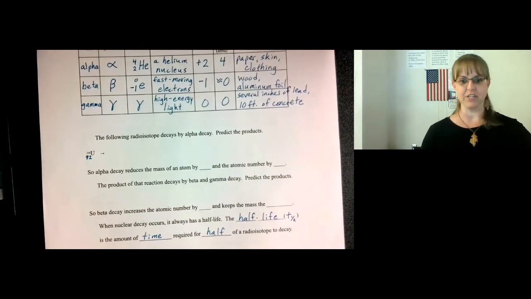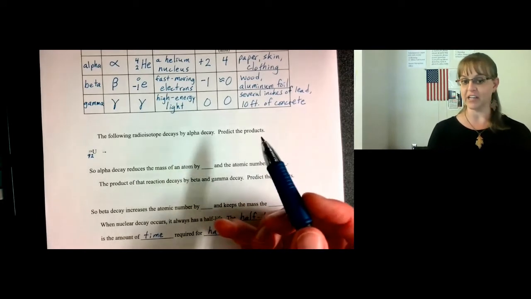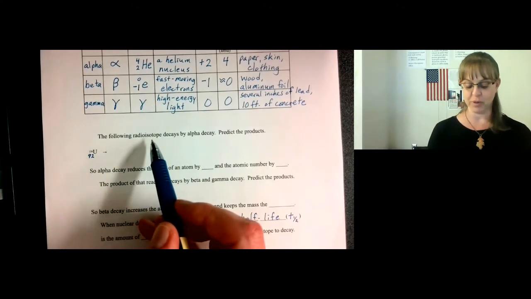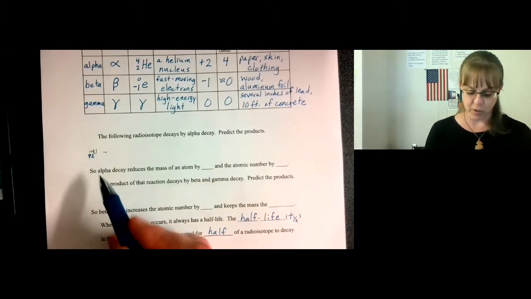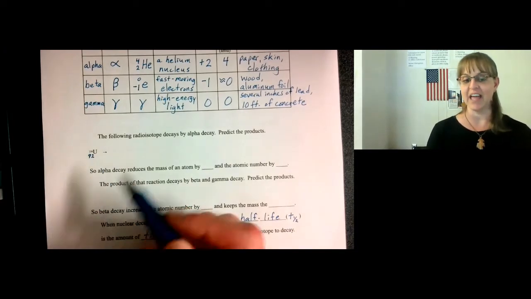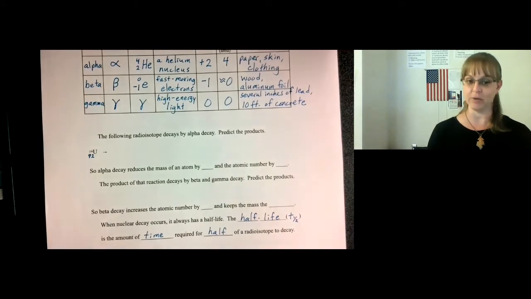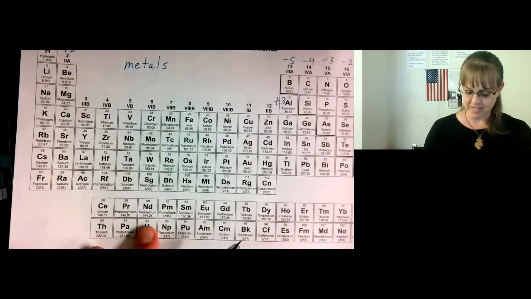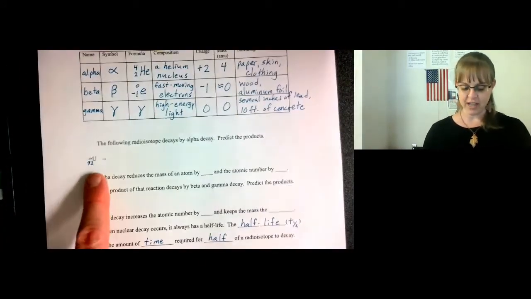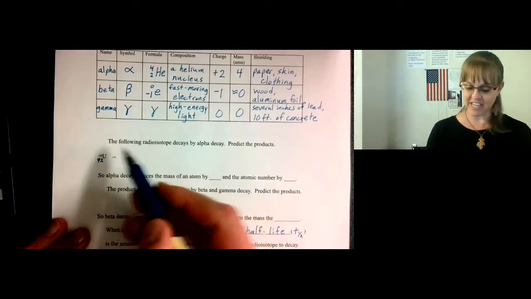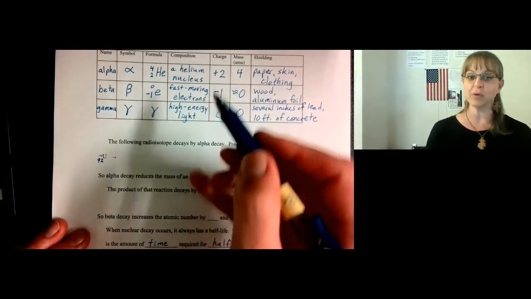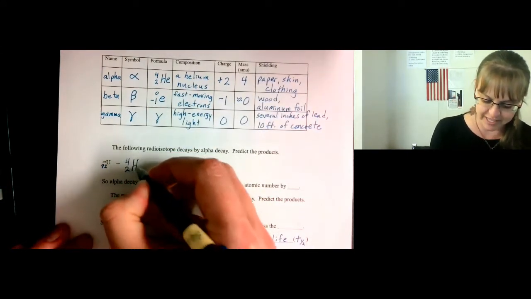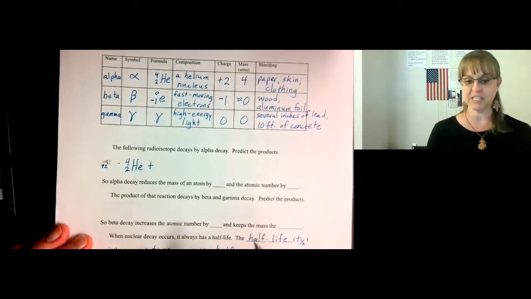So the first thing we need to be able to do is to predict the products when something decays by alpha decay. A radioisotope is an isotope of an atom that is radioactive. So uranium-238 is a radioisotope of uranium. It's a radioactive isotope. We look up on the periodic table, uranium is atomic number 92. So that's where I got my 92 from. Now they tell you that it decays by alpha decay, so it makes an alpha particle. So write 4/2 helium, plus it'll make something else.